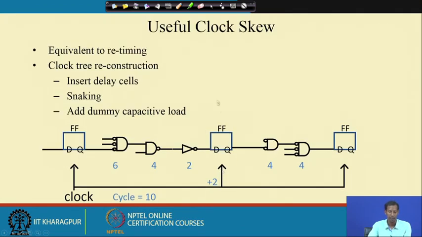Another thing we can do is add a skew of 2. Skew of 2 means that if I put the clock in the same direction as the data, it will reduce the clock period by 2. That means whatever the delay is, the skew amount will be subtracted. So at that time it will be 6 plus 4 plus 2 minus 2, which becomes 10. So I can easily set the clock cycle to 10. That is another way of making the clock cycle period 10.